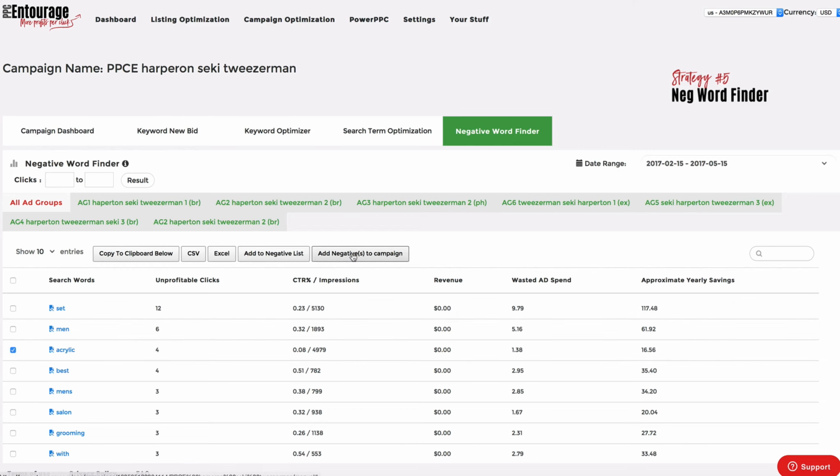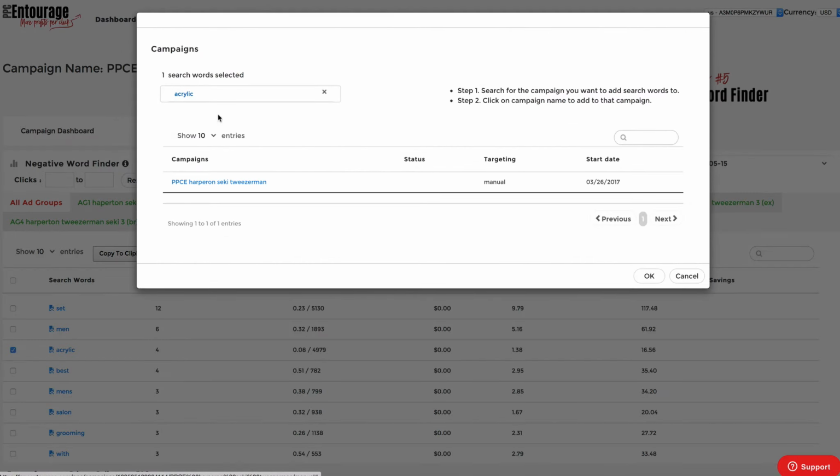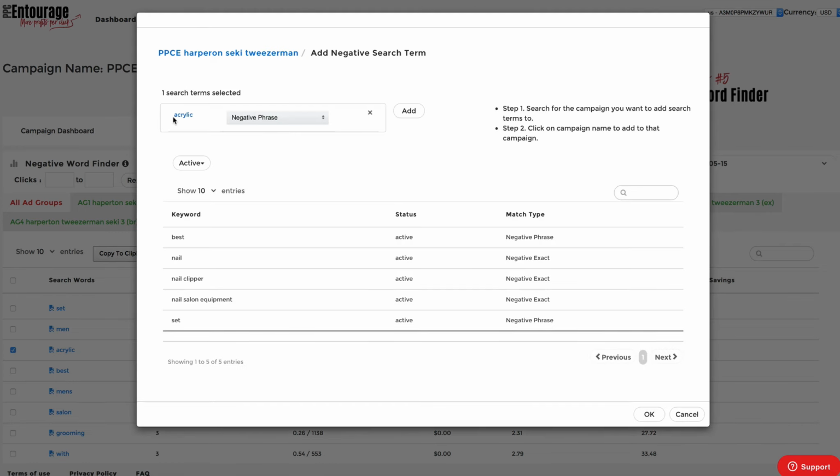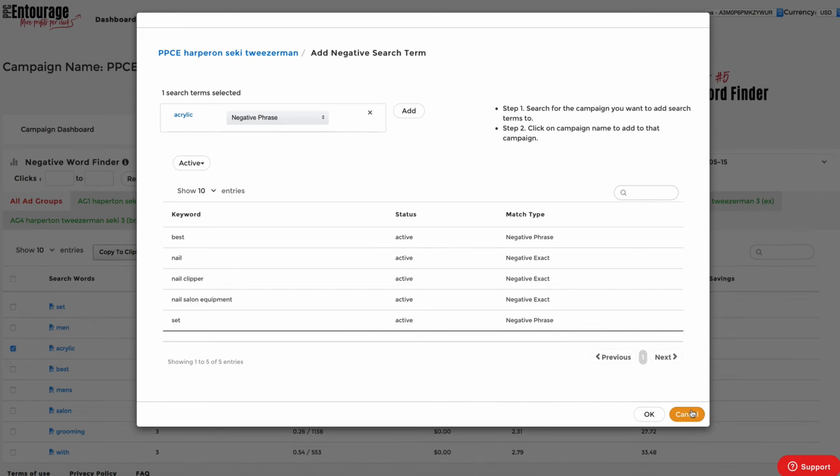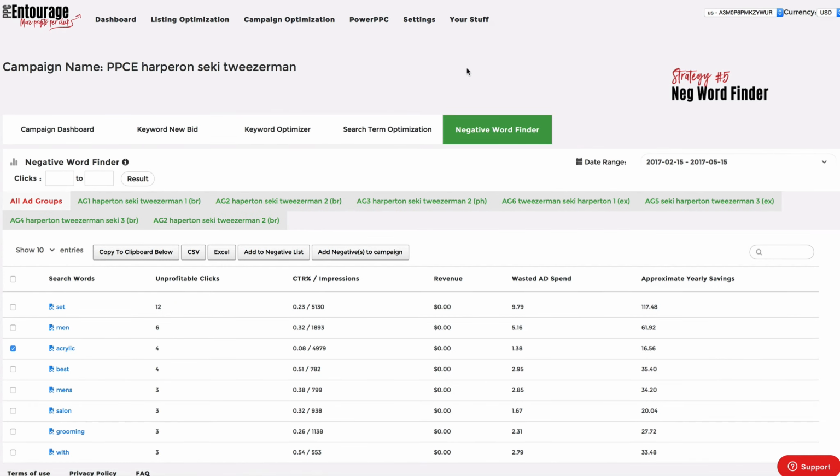We're going to go to add negatives to campaign. Here's the word here. We're going to add it to the campaign. And yes, this is what we want, a negative phrase. And then we're going to click on add and OK, and then we're done. And now it's set to Amazon, so you never have to get an unprofitable click from that word again.